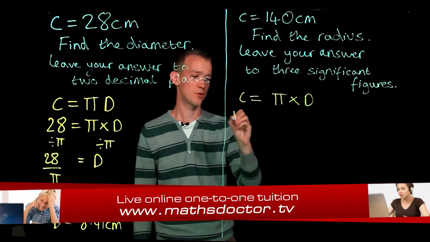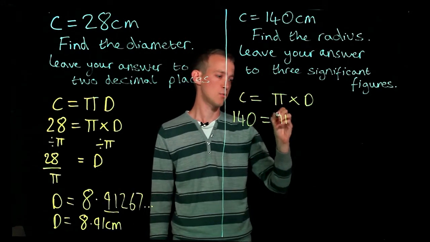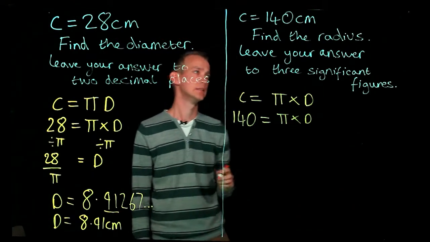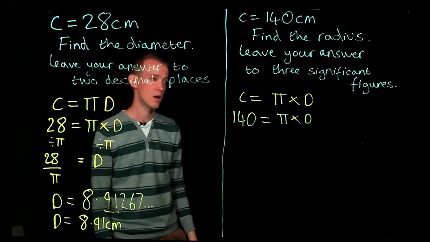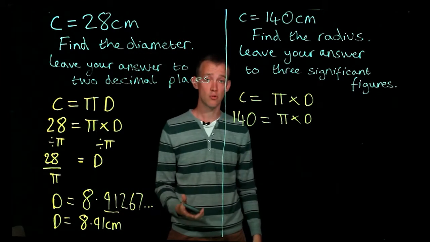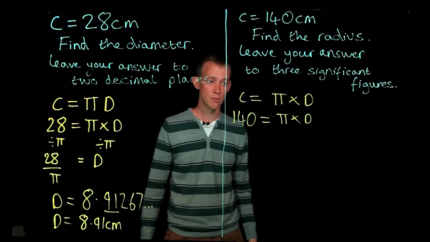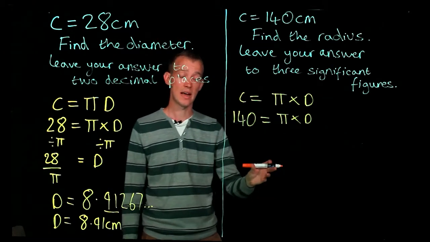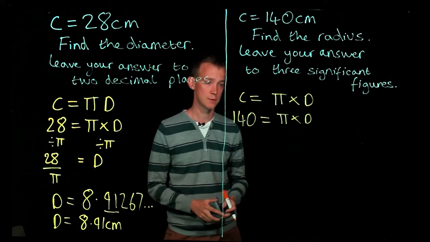Okay, this question here, again, the circumference is equal to pi multiplied by the diameter. I have a circumference of 140 centimetres. That equals pi times the diameter. Now it says here that I need to find the radius instead of the diameter. Hopefully you remember that if you double the radius, it's exactly the same as the diameter. So we're going to work out the diameter first, and then when we've worked out our diameter, we're going to halve our answer to find the radius.